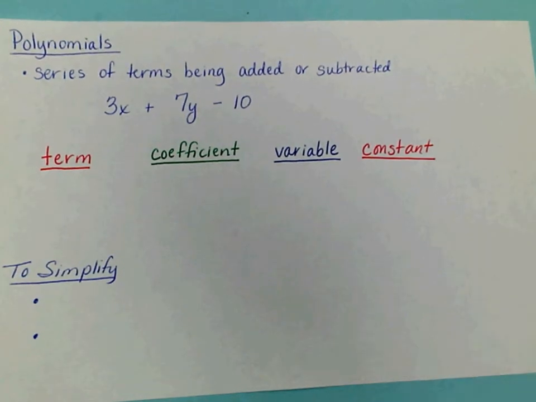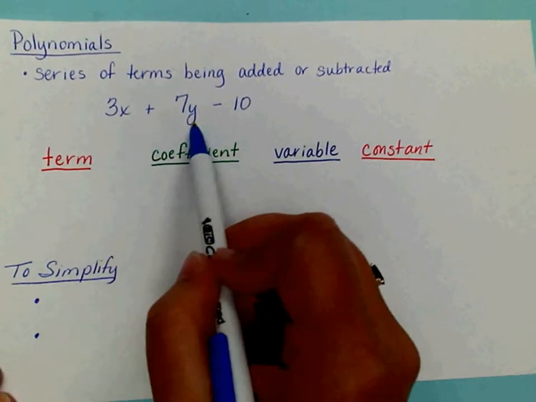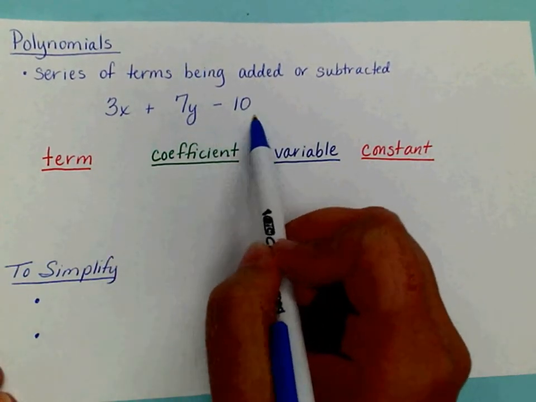In this section, we would like to introduce polynomials and simplifying them. First of all, a polynomial is a series of terms that are being added or subtracted. Now, these terms are made up of constants and variables and whole numbers and such. So an example is 3x plus 7y minus 10.